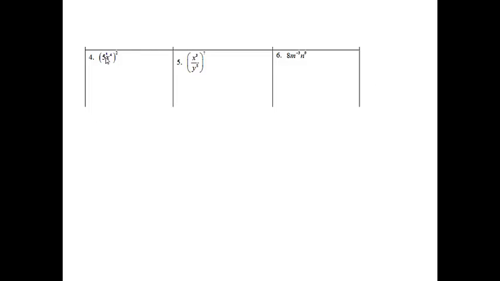Problem 4, when we have parentheses, we are going to multiply, but I do need to put a 1 on that 5, and then I'm going to get 5, 1 times 2 is 2, and then x, 4 times 2 is 8. And then I do need to figure out what 5 squared is, which is 25x to the 8.